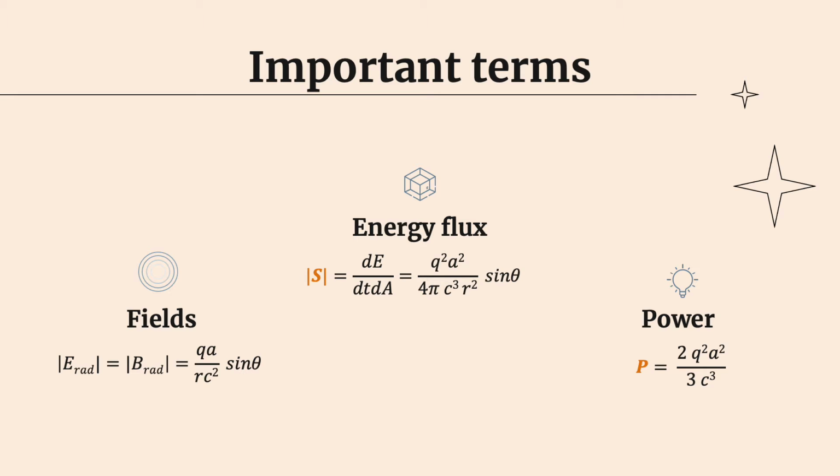The radiation field here is described in terms of the angle theta between the acceleration direction and the line of sight. The Poynting vector describes an instantaneous energy flux, or radiated energy per time per area. We can find the total power emitted by integrating over the surface of a sphere, which provides a multiplication factor to the energy flux, and we end up with the Larmor formula for a non-relativistic accelerating charge.